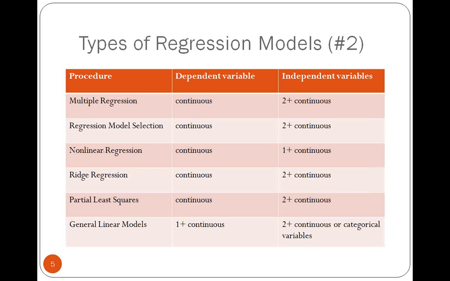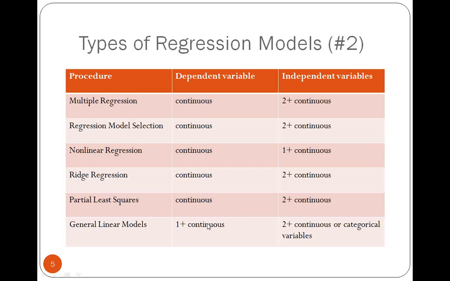There are also a lot of procedures in Statgraphics, and here's a second page of my list, that have to do, again, with modeling a continuous response variable, something like a dimension or a temperature, but involve 2 or more continuous independent variables. And when you've got 2 or more, then we're talking about things like multiple regression and ridge regression, partial least squares, and so forth.